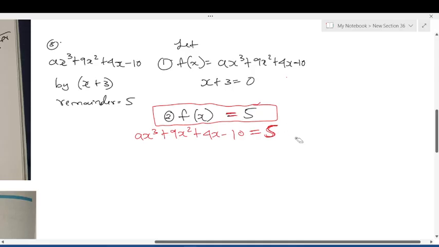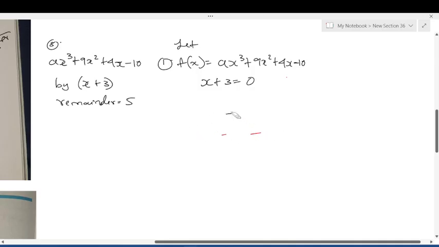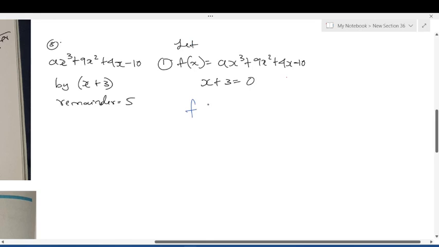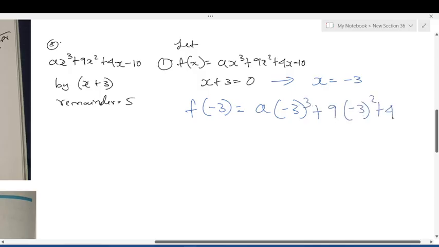Okay, shall I solve? Joanna, Naomi, Mariana done. Fine. See, what if the remainder is not given? How do you solve, students? If the remainder is not given, we just take f of x and substitute, right? What is the x value? x is equal to minus 3. I'll keep a as it is. a times minus 3 the whole cube plus 9 times minus 3 the whole square plus 4 into minus 3 minus 10.